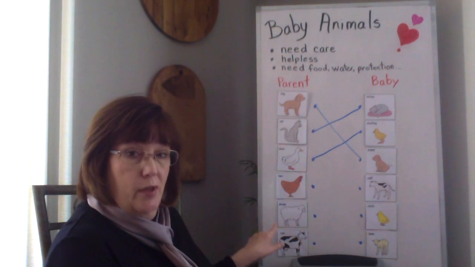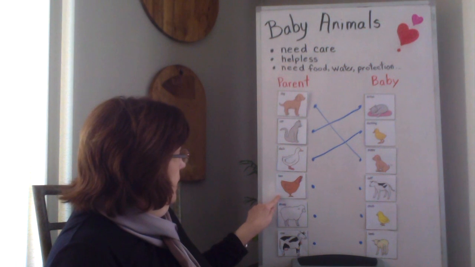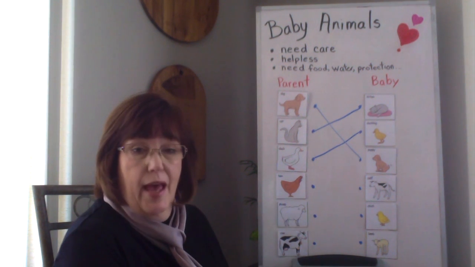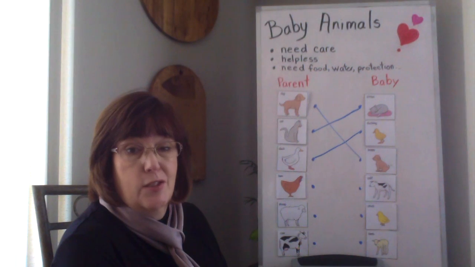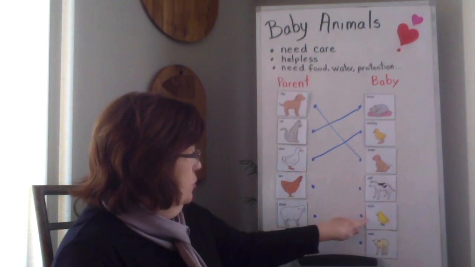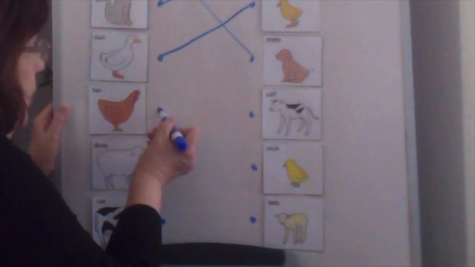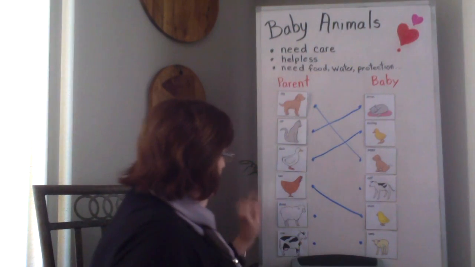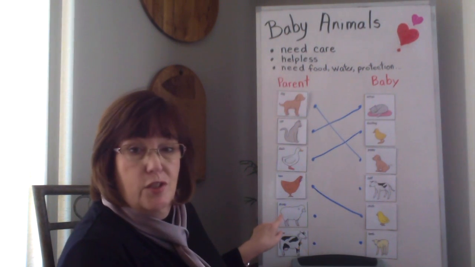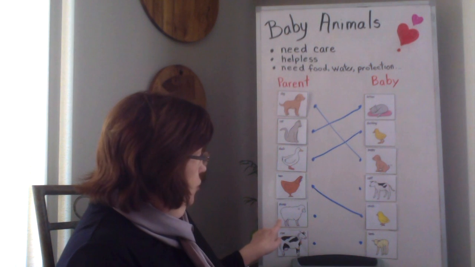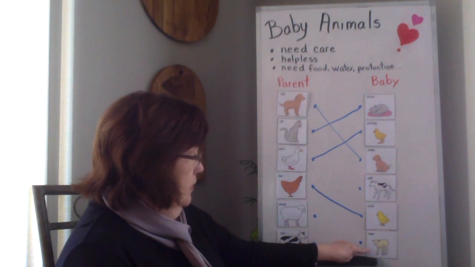Now we have three more to do. There's a big hen. What does a hen have? A hen is a chicken, and it has a chick. Here we go. And here's a sheep. And what does a sheep have? A sheep has a lamb. And here's the little lamb.